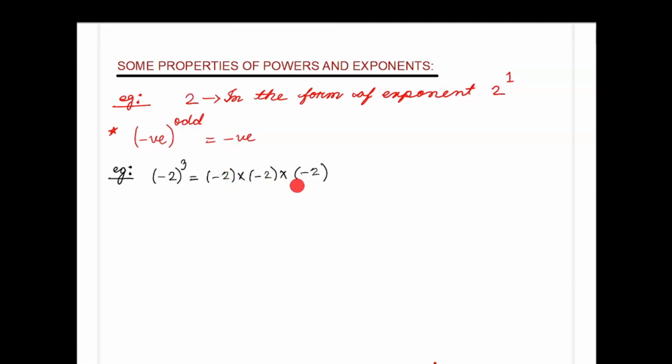2 2s are 4, 4 2s are 8. So what answer will we get? Minus 8. So when a negative number has an odd power, we will always get a negative answer.